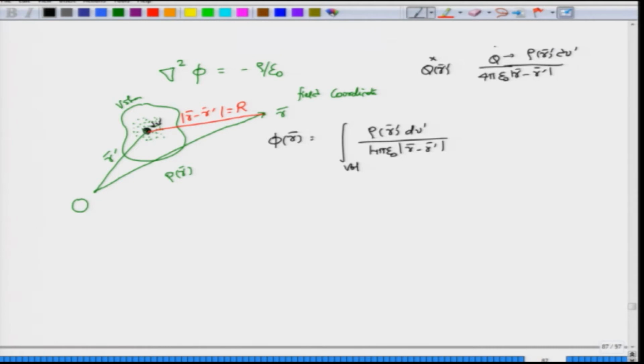I want you to notice two things. One is that there is an integration, which is fine, but you notice that the integrated quantity inside is the source coordinate, while you keep the field coordinate r fixed.